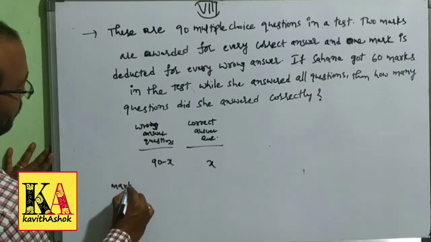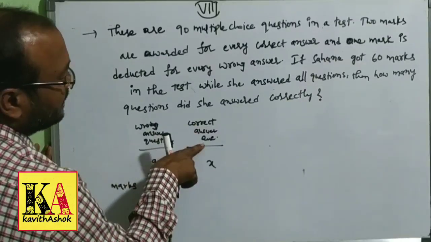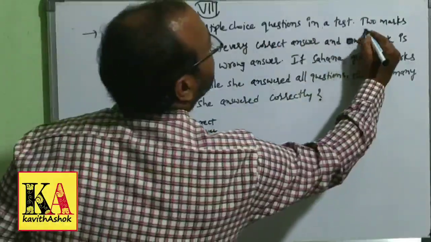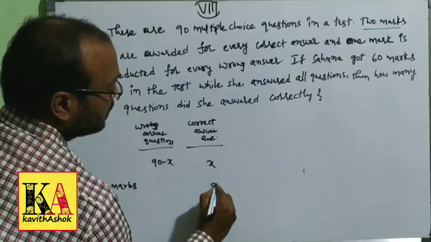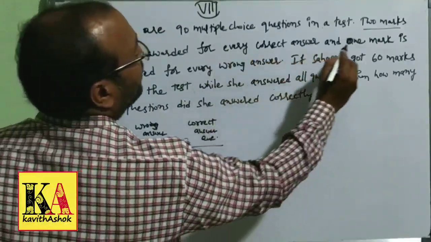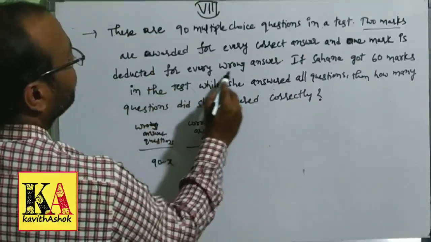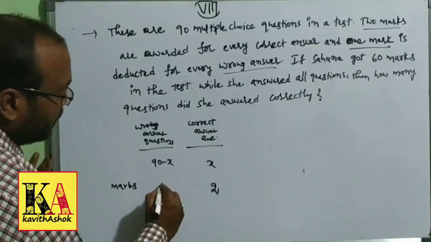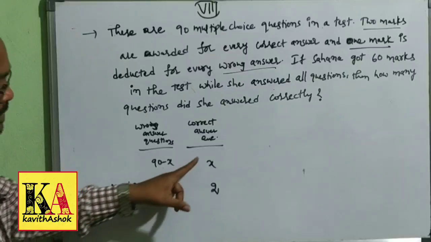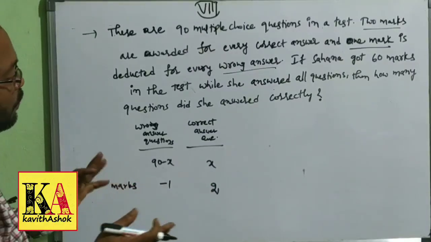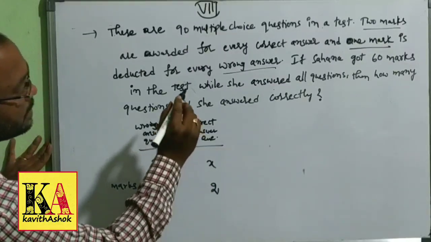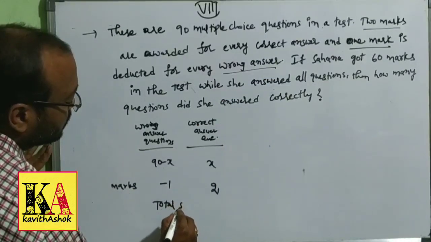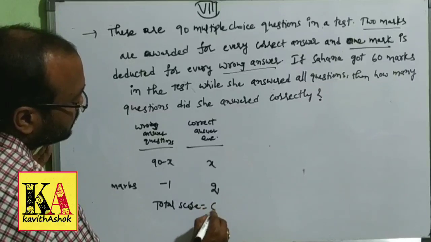Marks for that. If the answer is correct, she will get how much? 2 marks. So 2 marks. For every wrong answer, 1 mark will be deducted. So this will be minus 1. This is plus 2 and this is minus 1. So finally the score, she got the score as 60. Total score is equal to 60.